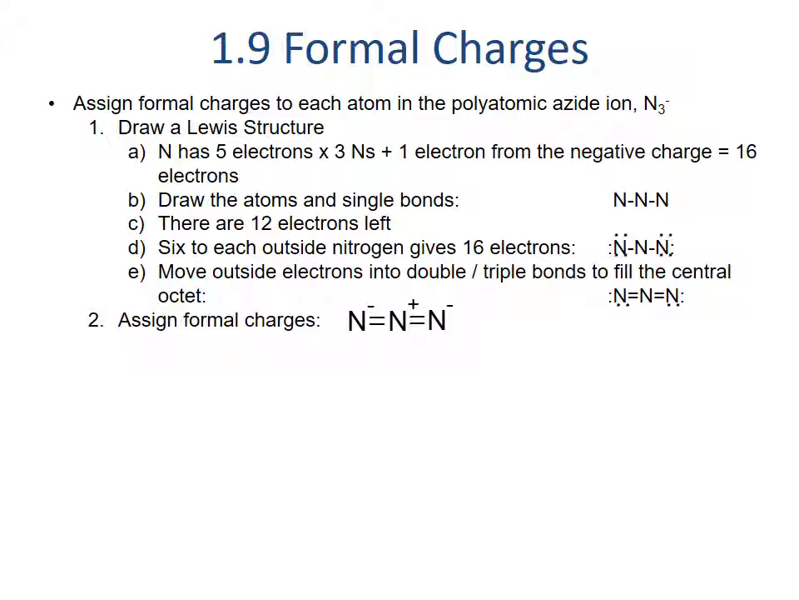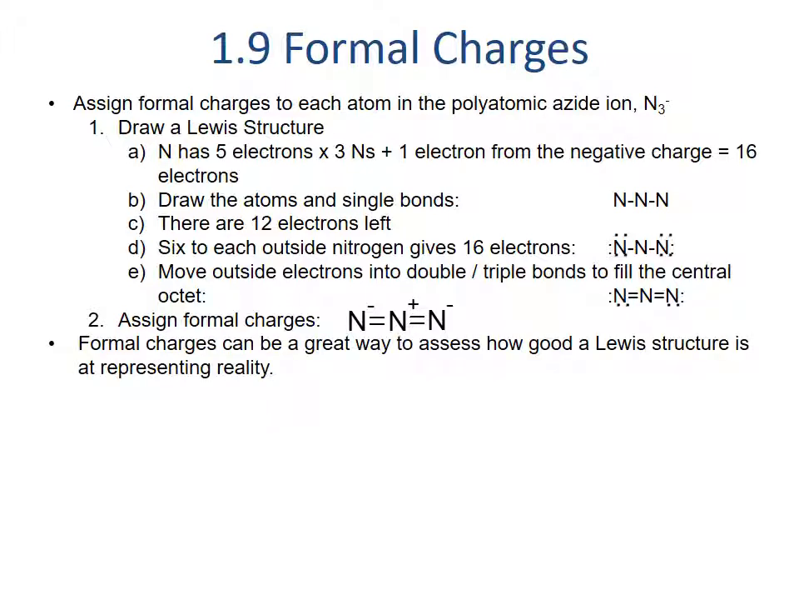When we assign formal charges, we notice that the nitrogen on the left has 4 electrons that are not bound, and we get 2 electrons from the double bonds, 1 from each bond. And so we take 5 minus 6, and we end up with a -1. The nitrogen in the center has 1 electron from each of the 4 bonds, and so we take 5 minus 4, and we end up with a +1. And the nitrogen on the right is exactly the same as the nitrogen on the left.